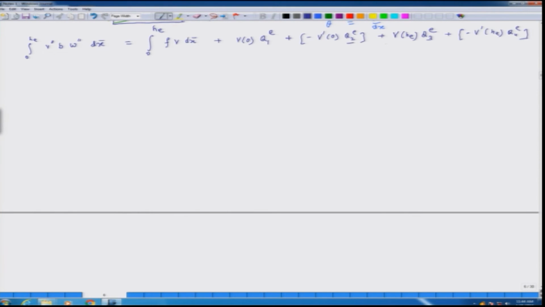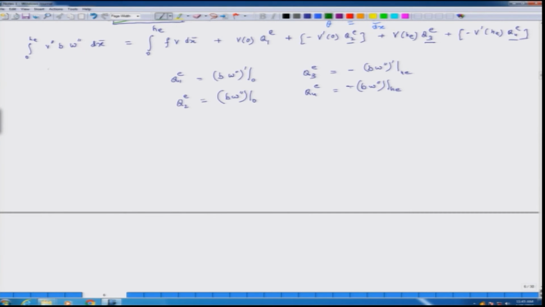Okay. So, this is how we are defining q's. So, q1e equals B W prime prime, its derivative evaluated at 0, Q3E is negative of B W prime prime, the whole thing differentiated at HE, and then Q2 and Q4 are moments, evaluated at 0, and Q4 is the moment evaluated at HE.